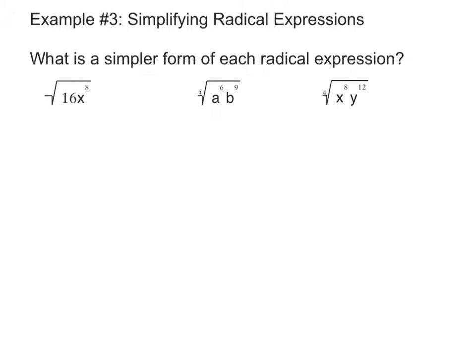All right, example 3, it says simplifying a radical expression. So it says, what is a simpler form of each radical expression? So now we're throwing in variables. Still the same thing, right? But we are going to go a little bit more in detail or in depth.